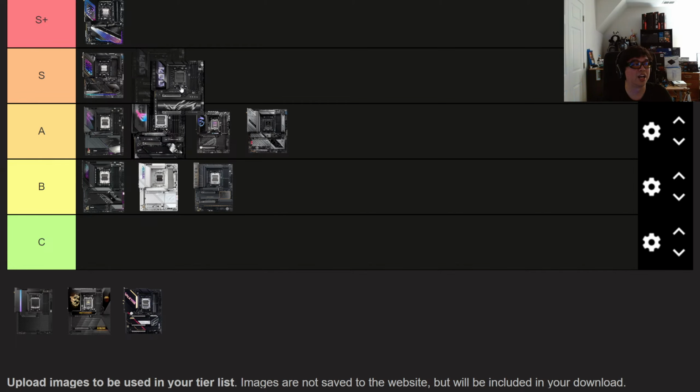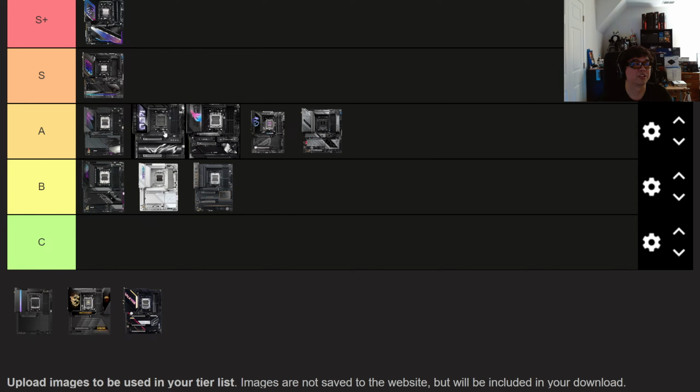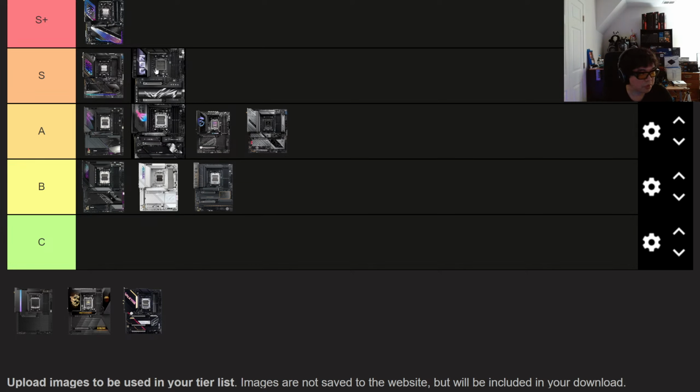So that's why I kind of want to put this down here, but it's very hard because it does have things that none of these other boards offer, particularly if you're an overclocker enthusiast. That's really the only reason why the Hero gets to stay in S tier. But otherwise, I can definitely see why people would rank this lower.